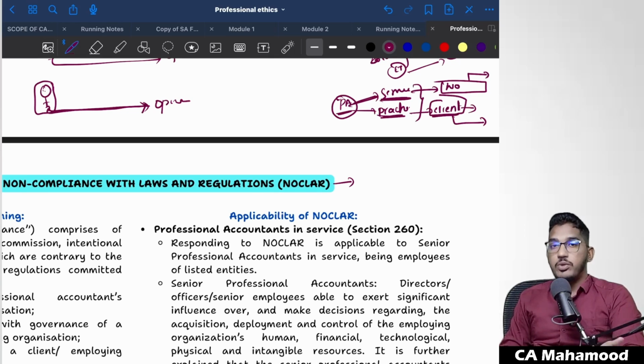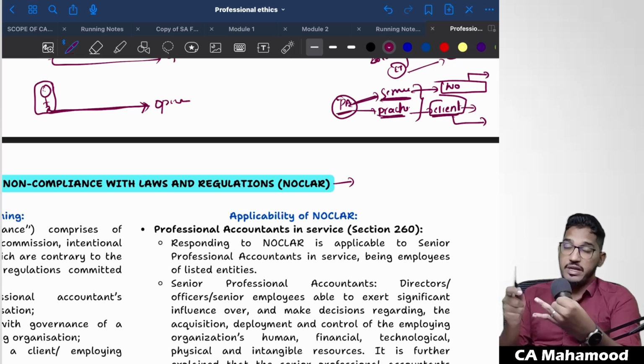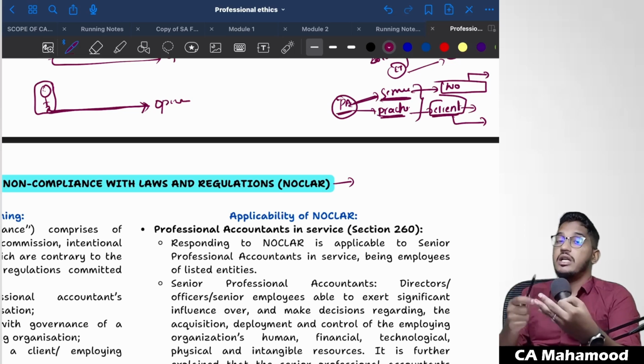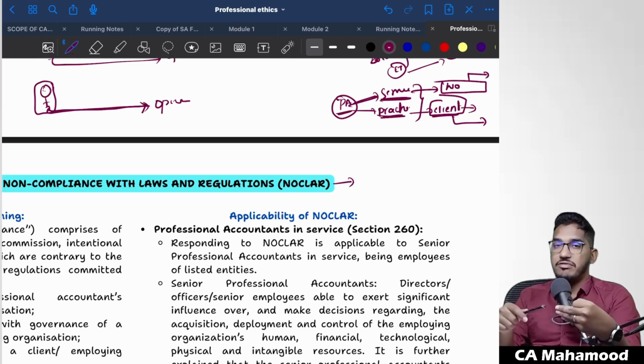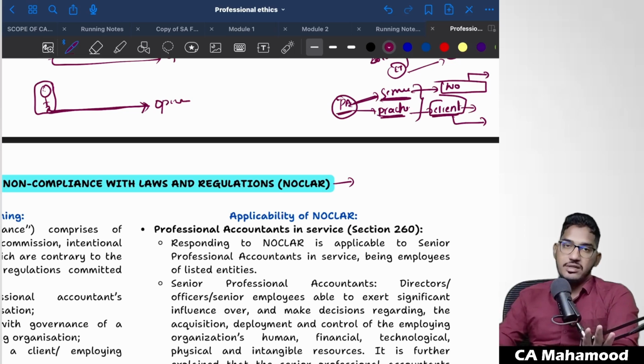Sir, who will be those appropriate parties with whom you are required to communicate? That all depends on the facts and circumstances of the assignment you are doing, the facts and circumstances of the client, the purpose of your engagement. Depending on all those factors, it will decide to whom you have to communicate that non-compliance with the laws and regulations. Simple. That's what the NOCLAR part of the code of ethics says.